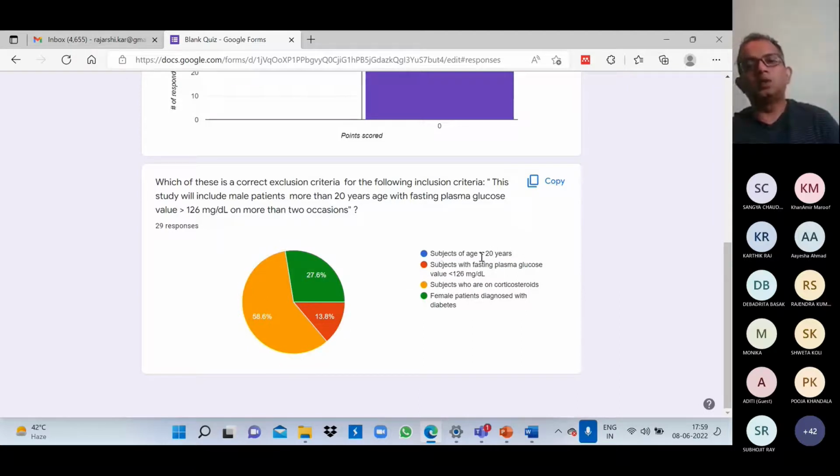Now subjects less than 20 years, obviously they are not fulfilling the inclusion criteria, so this cannot be an exclusion criteria. Similarly, the second point, where it is less than 126 milligram per dL, again doesn't fulfill it. Female patients don't fulfill the inclusion criteria because it's male, so it cannot be an exclusion criteria. Thank you.